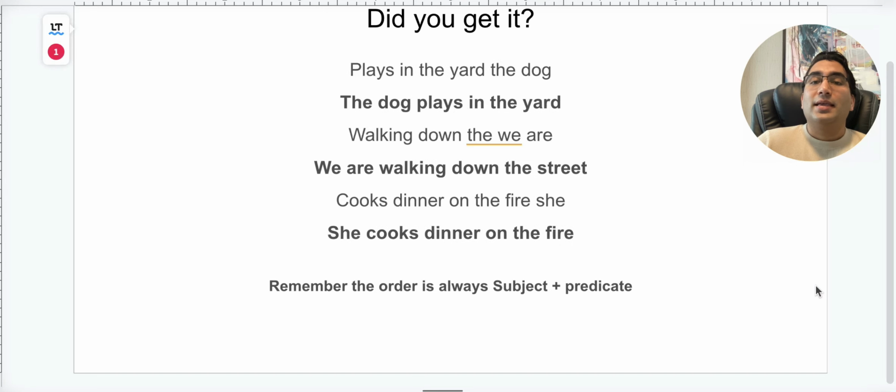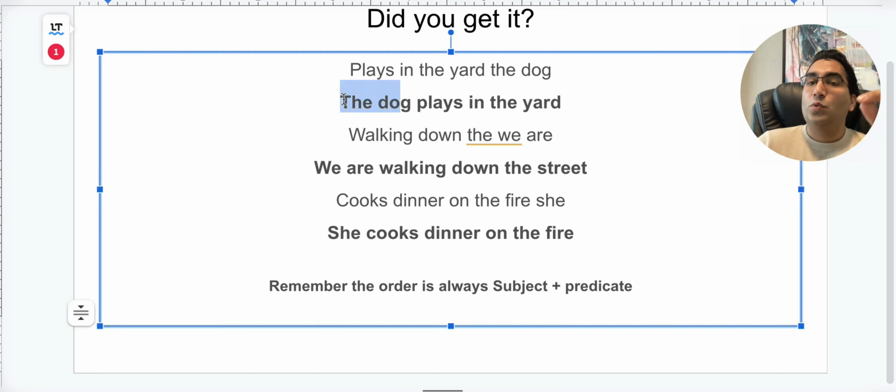So here are the answers. It's not plays in the yard the dog. It is the dog plays in the yard. The dog is what? The subject. Plays is the verb and the yard is the object. Okay, that is how we're going to place these words.